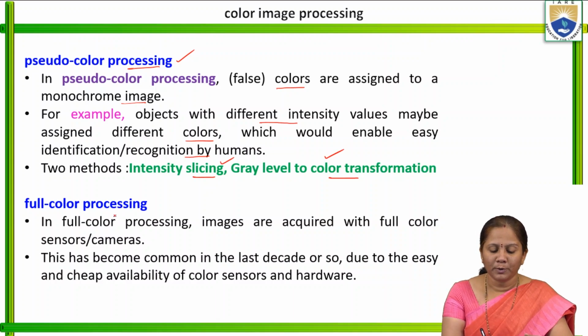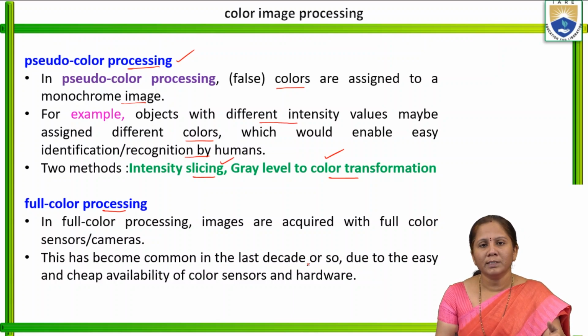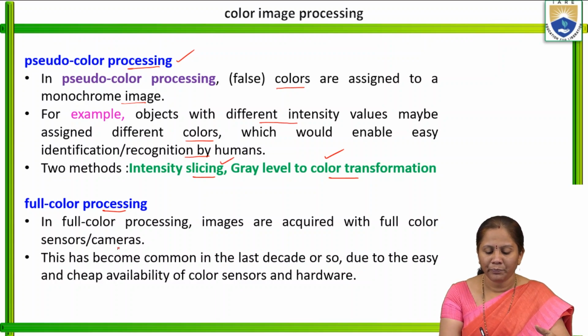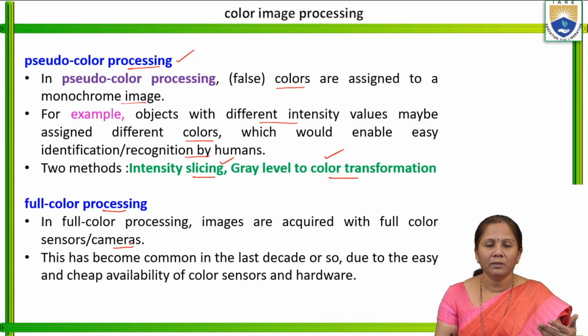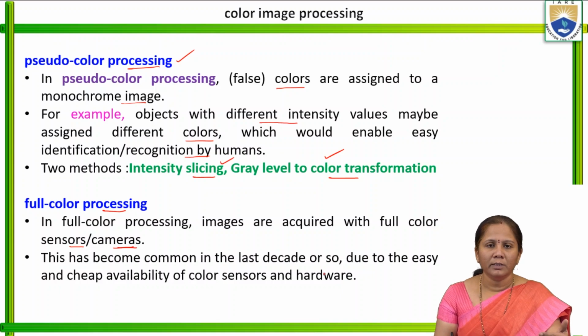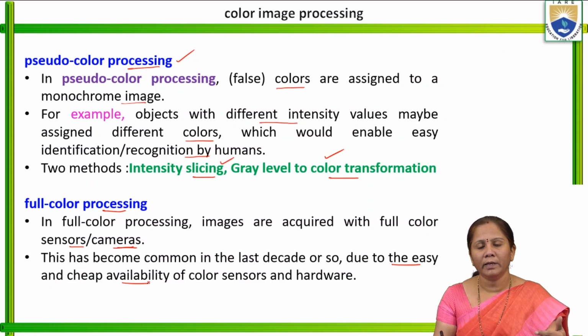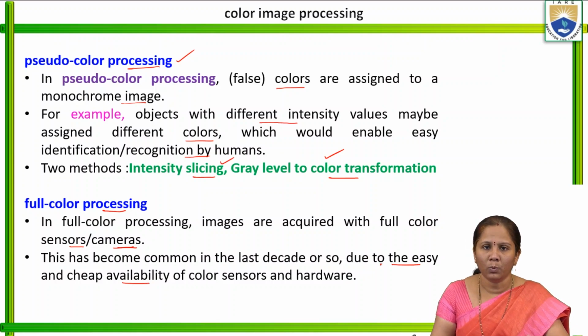And the next color image processing is full color processing. That means in full color processing, while acquiring the image itself, the color image will be acquired by using sensors and cameras. Because they are color sensors and cameras, the color image can be obtained or acquired directly. Nowadays, color sensors and color cameras are very easily available and they are cheap. So directly by using that, color images can be acquired and it will be easy to process.